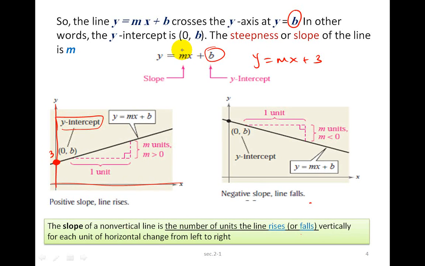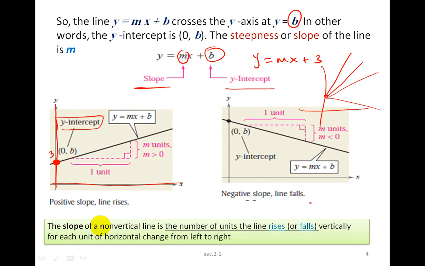And what does m mean? As I told you, b means y-intercept. What does m mean? m means the slope. What does slope mean? It's the steepness. If you want to understand it with an example, let's say this is a slope, and from the same point, this is another slope, and this is another slope. So it's the steepness of the graph. It is called slope, or given by this number m.